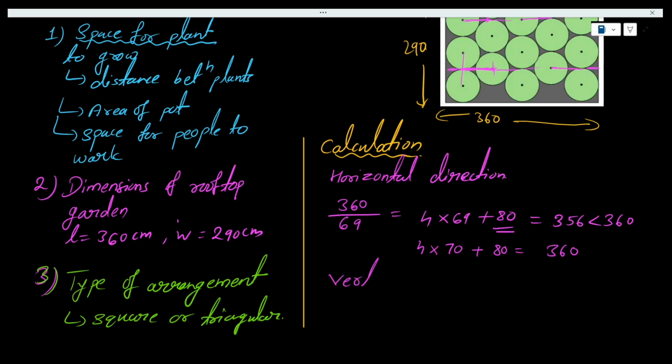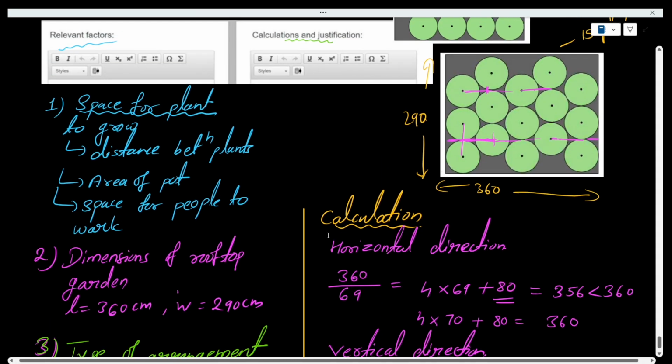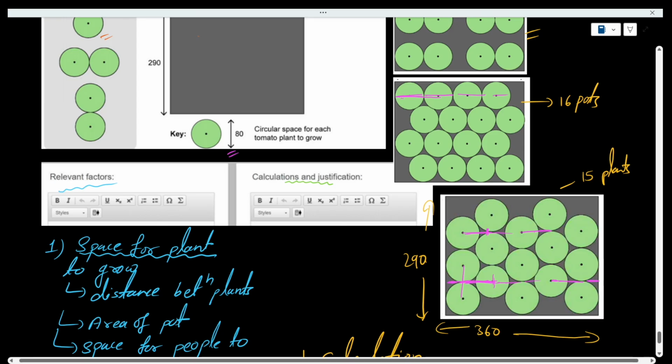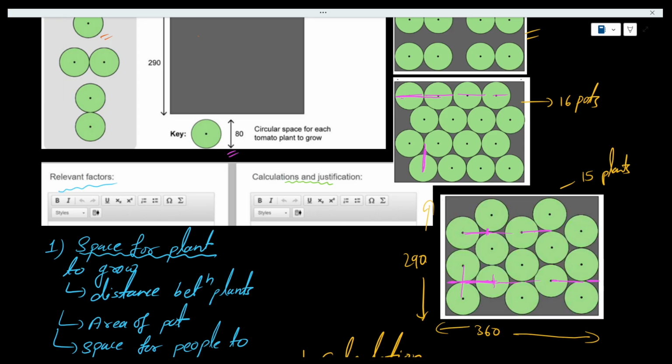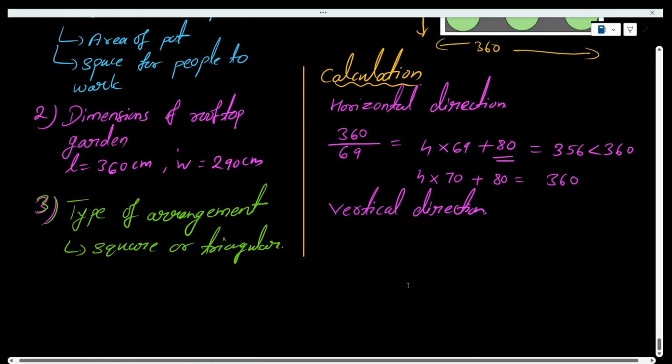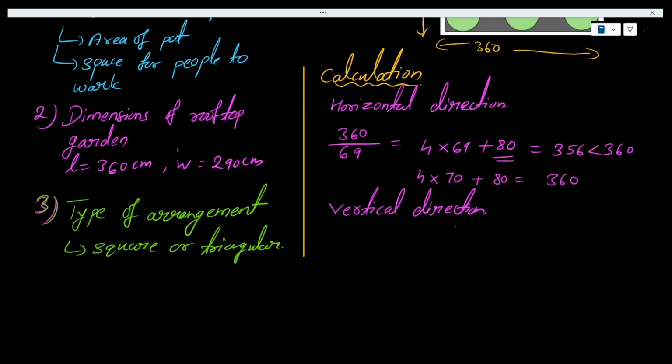Now if I consider the vertical direction, you can see here 1, right? Then again here, this is 2, and in between there is 80, you have to see that. So again, in the vertical direction also, you can do 290 divided by 69 and 70.